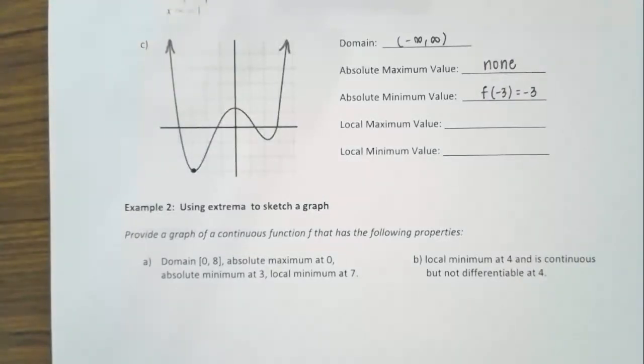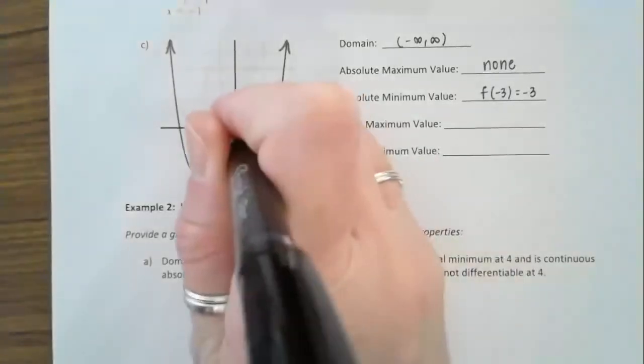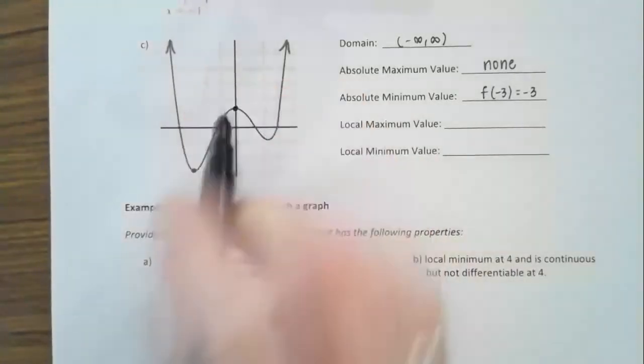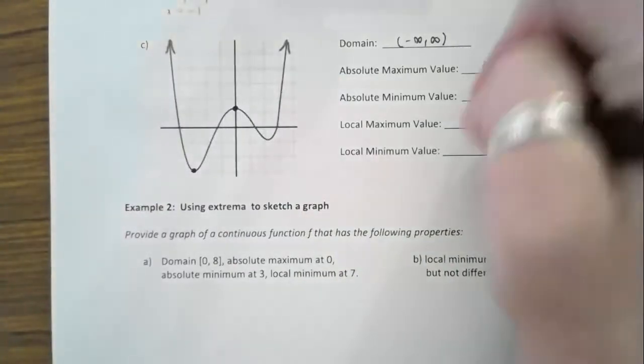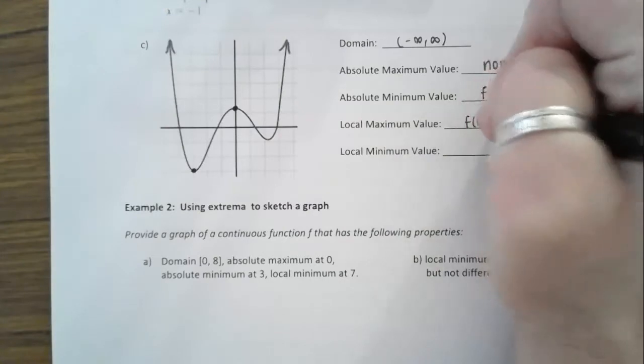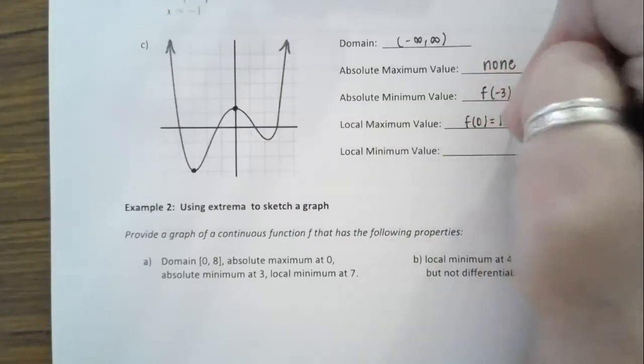We do have a local maximum value. If we look here, this is a high point on our graph. We have points on the other sides to compare to. So I'd say the local max would be about, I don't know, f of 0 is equal to about 1 1/4, 1.25.